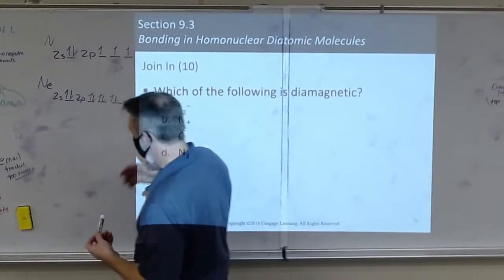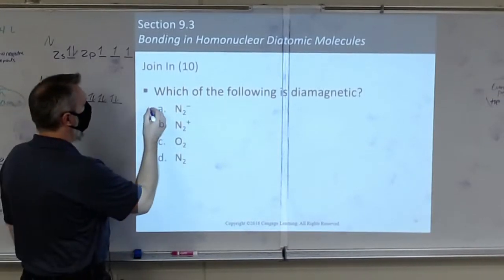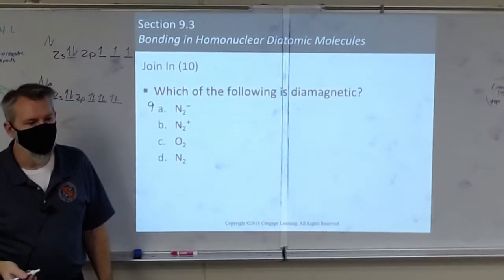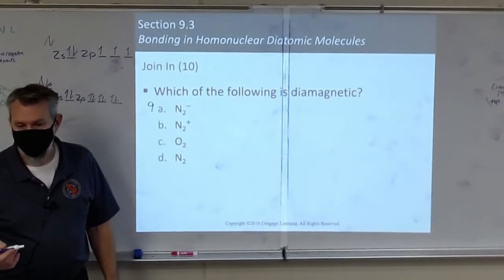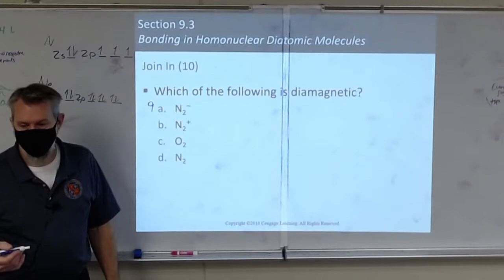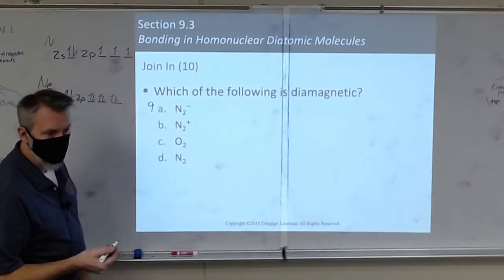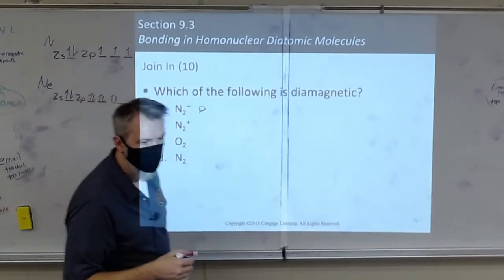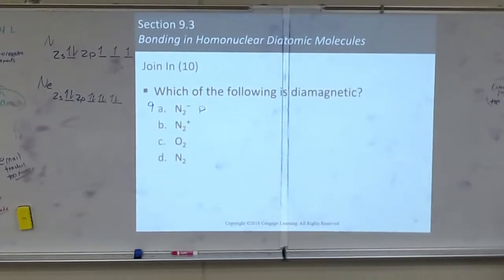Let me ask you, so N2 minus 1. How many electrons does N2 minus 1 have? 9. What does that tell me? 9 arrows. Are all the electrons going to have a buddy? No. So this has to be para, right? What about the second one? 11. Is everybody going to have a buddy? No. So that's going to be para.